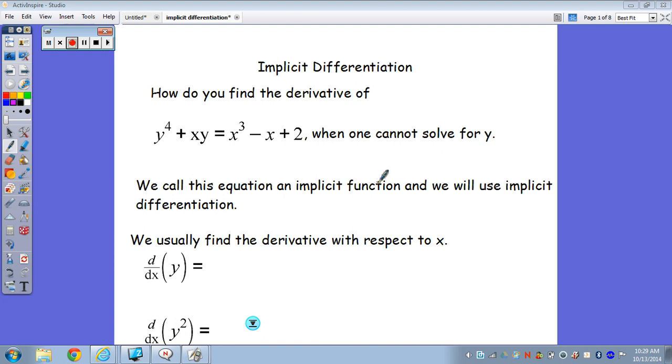Okay, so today we're going to learn about implicit differentiation. Implicit differentiation is used to help us find the derivative of a function like this one. In this function, we cannot solve for y. There's no way to get y completely by itself. So this type of function we call an implicit function, and we'll use implicit differentiation.